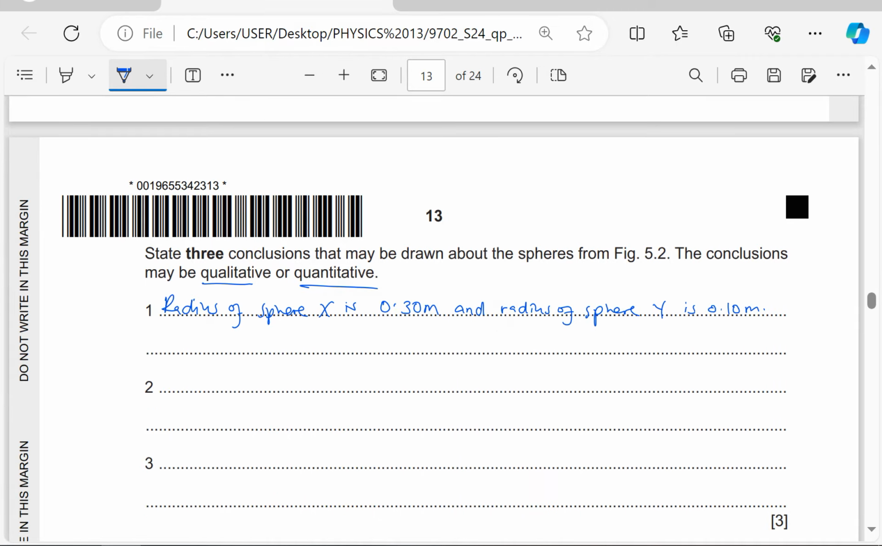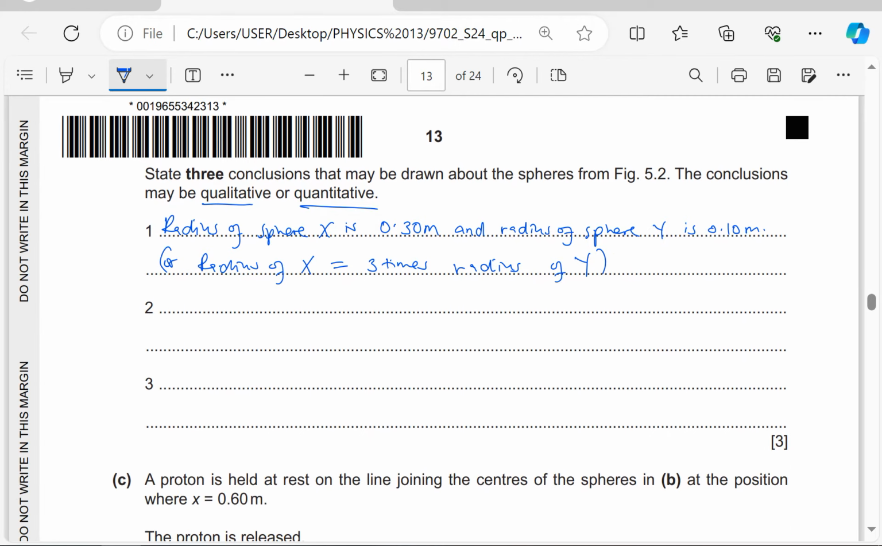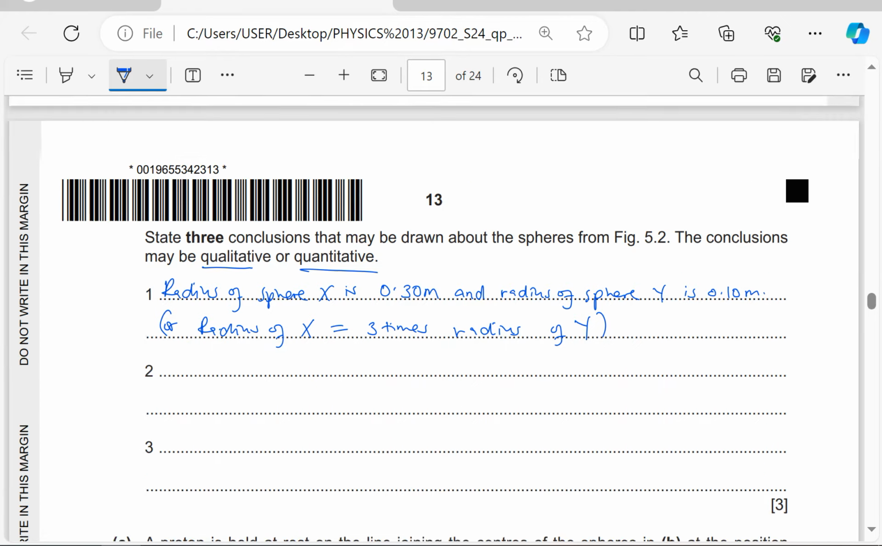Or I would simply say the radius of X is equal to 3 times the radius of Y. So I could simply say this: radius of X is 3 times radius of Y. Okay, then let's look at the charge.